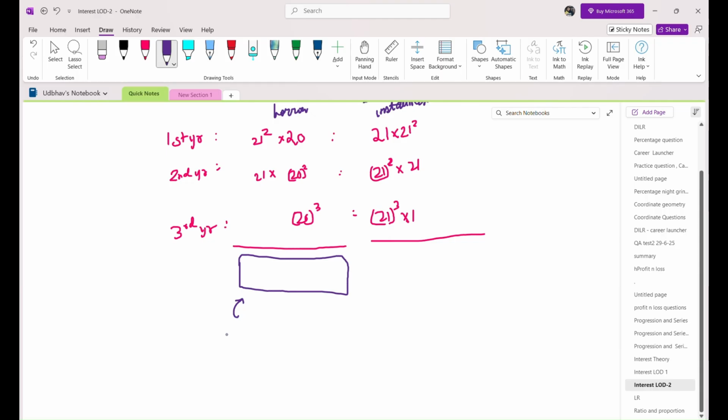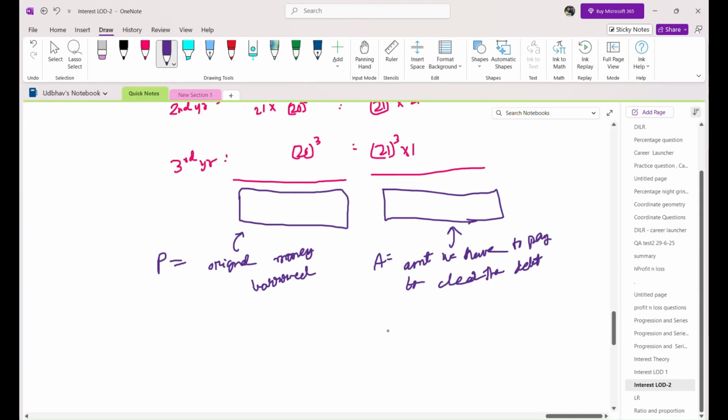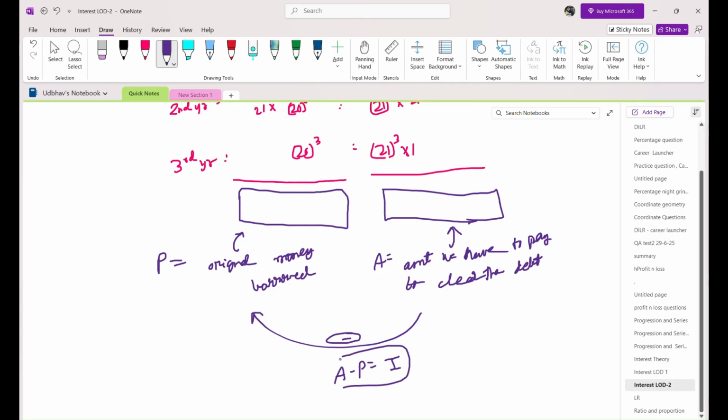We will get the original money borrowed, and on adding this, what will we get? This will be the amount we have to pay to clear the debt. So clearly it is visible that this is the principal and this is the amount. And what is the amount minus principal? If we subtract this amount minus principal, what will we get? We will get the interest, right?